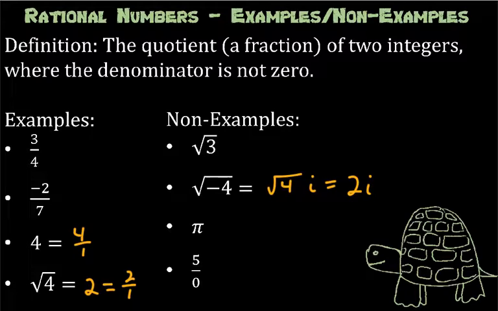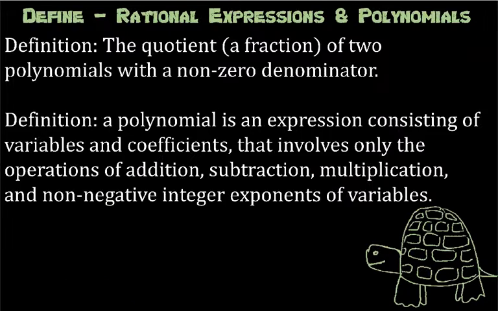Pi is like square root 3. It is an irrational number, can't be represented as a fraction. Its decimal value goes on forever, never repeating. And we already talked about why 0 in the denominator cannot be a rational number.